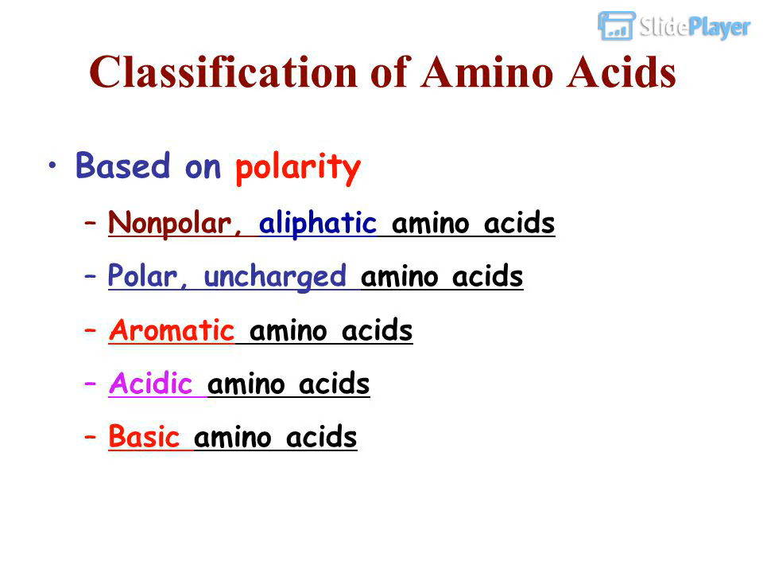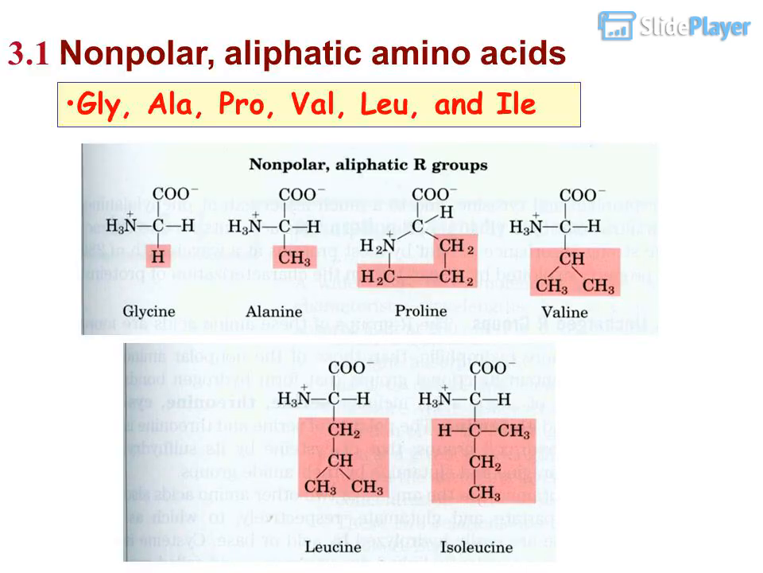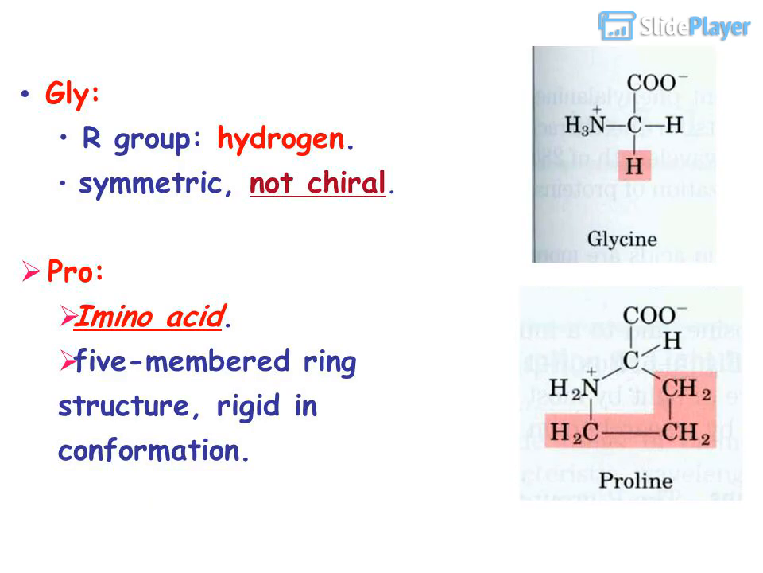Classification of amino acids based on polarity. Nonpolar, aliphatic amino acids. Polar, uncharged amino acids. Aromatic amino acids. Acidic amino acids. Basic amino acids. 3.1 Nonpolar, aliphatic amino acids: Gly, Ala, Pro, Val, Leu, and Ile. Proline has a 5-membered ring structure, rigid in conformation.